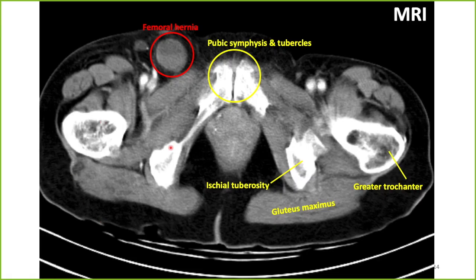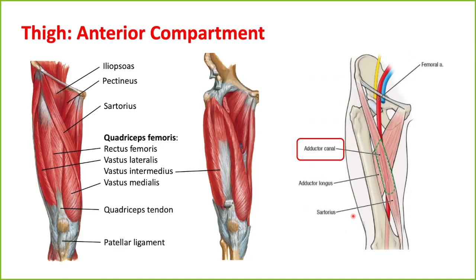Okay, on an MRI, here is a femoral hernia, and here is the pubic symphysis and the tubercles. Here's our ischial tuberosity, and out here, more laterally, is the greater trochanter. On the very back, we've got our gluteus maximus. Okay, here's our anterior compartment of the thigh. So we've got this adductor canal.